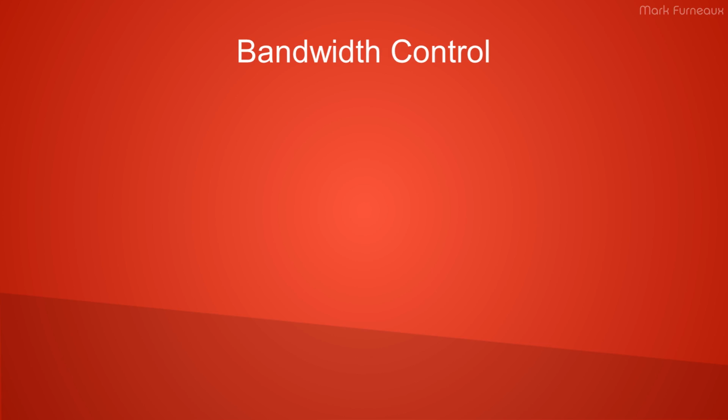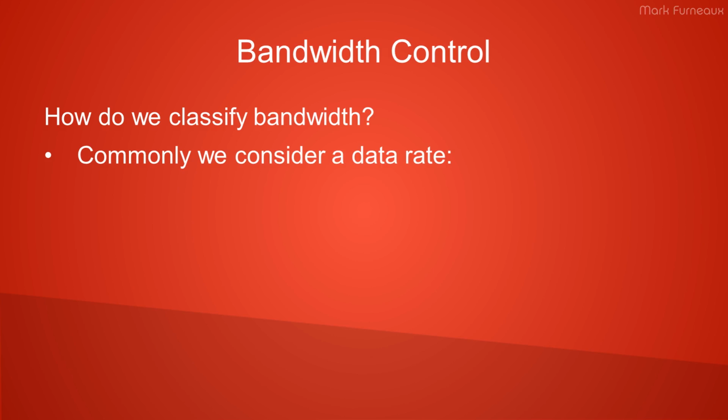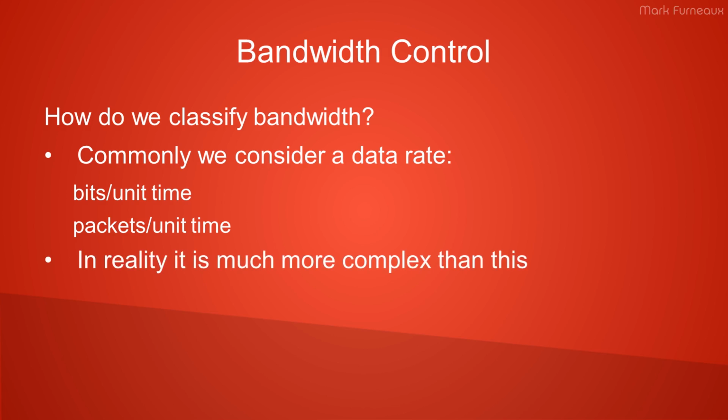Now, bandwidth control is a little bit more complicated, and we need to start out by classifying bandwidth somehow. Normally we would consider a data rate when we talk about bandwidth, something like bits per unit time or maybe packets per unit time. And I differentiate these because, of course, packets are not always the same size. So these are not directly comparable units always. But you can't really just use a data rate to describe bandwidth. It's actually far more complicated than that.